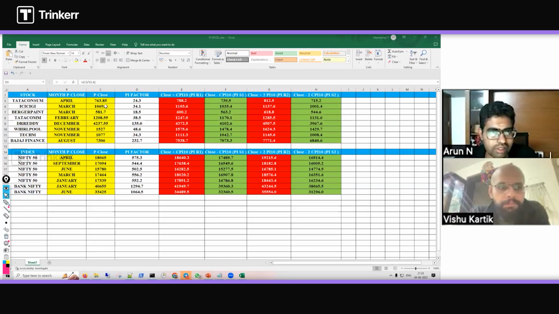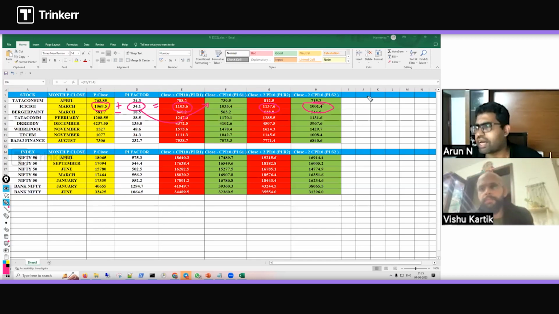Now let's take this ICGI. We have taken the close and divided it by 31.4. The number is 34. So this is the pi factor. Take the close plus the pi factor, that is equal to R1, pi R1. If you subtract the pi factor from the close, you have the pi support. If you add this number one more time, you have the pi R2. If you subtract this number one more time, you have the pi S2. That's it. And yes, you can even calculate R3, S3, but in very rare cases R3, S3 would be coming.